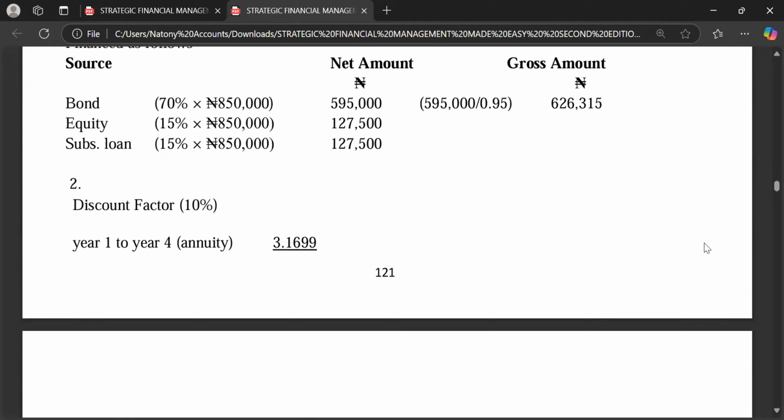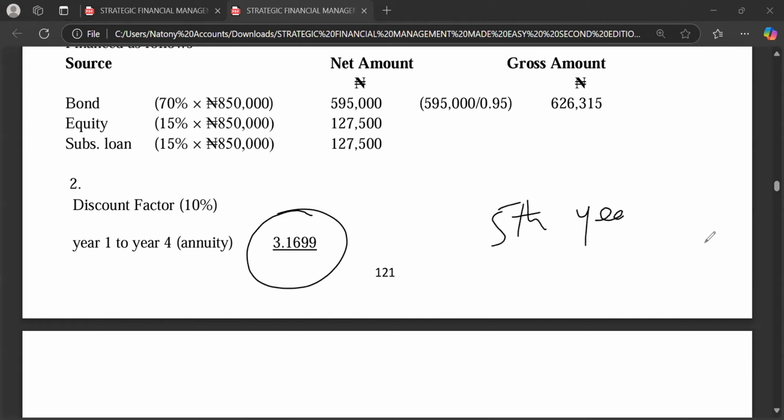Year 1 to year 4, the project is for 4 years, but anytime tax is to be paid in arrears, that means there will be what? A fifth year. Anytime tax is to be paid in arrears, if the project is for 4 years, then there will be a fifth year. If the project is for 5 years, then there will be a sixth year. Okay.